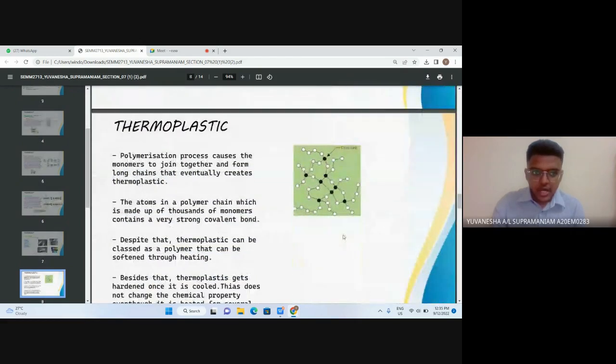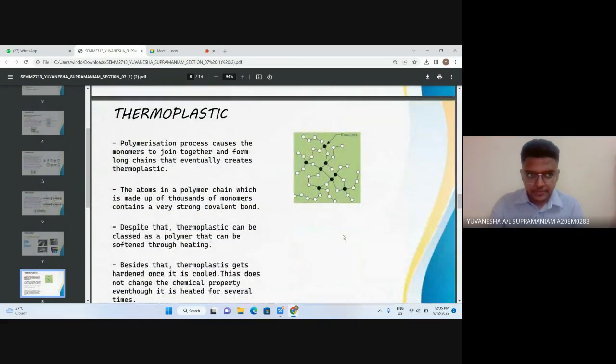Now, I would move on to thermoplastic. Thermoplastic, where the polymerization process takes place, causes the monomers to join together and form long chains that eventually create thermoplastic. The atoms in a polymer chain, which is made up of thousands of monomers, contain a very strong covalent bond.